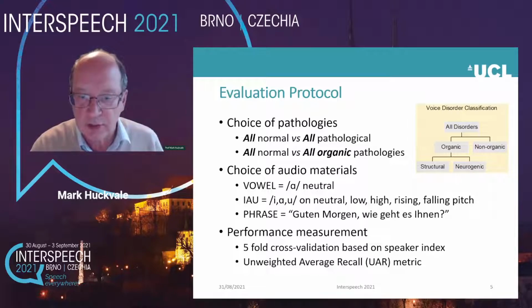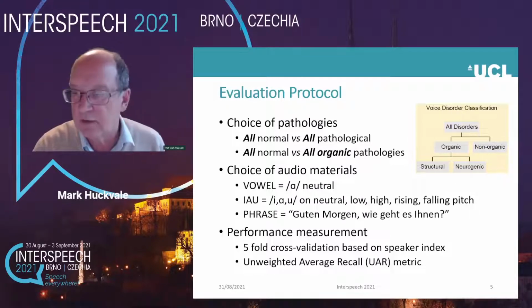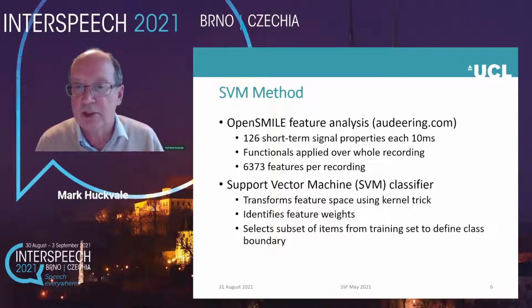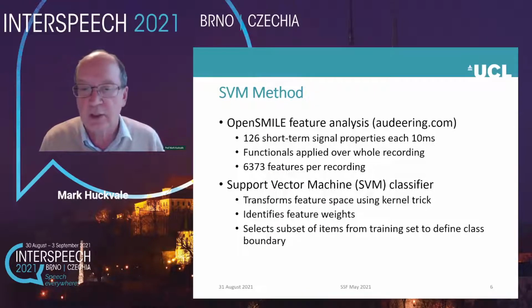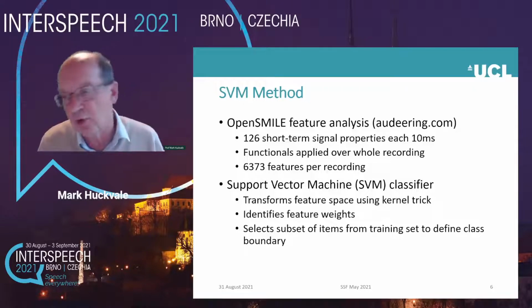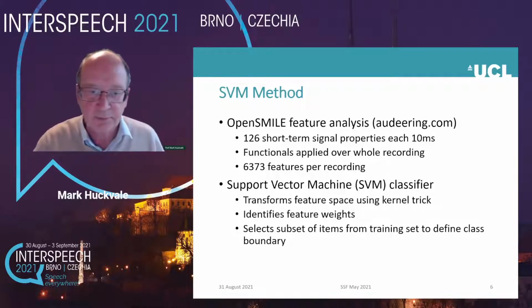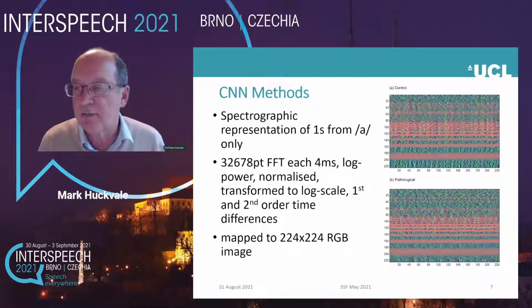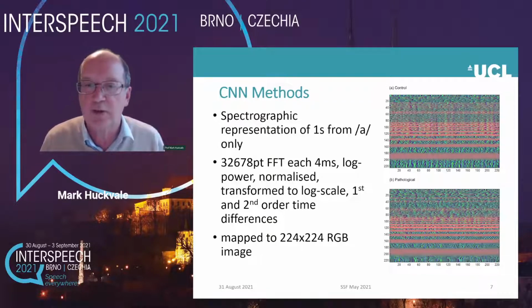Because time is short, I'm just going to very quickly go over the features and the classifiers. For the support vector machine method, the OpenSMILE feature analysis generates 6,000 features from each recording, and the support vector machine classifier is putting each one of these fixed length vectors into a class of disordered speech or from the control speakers.